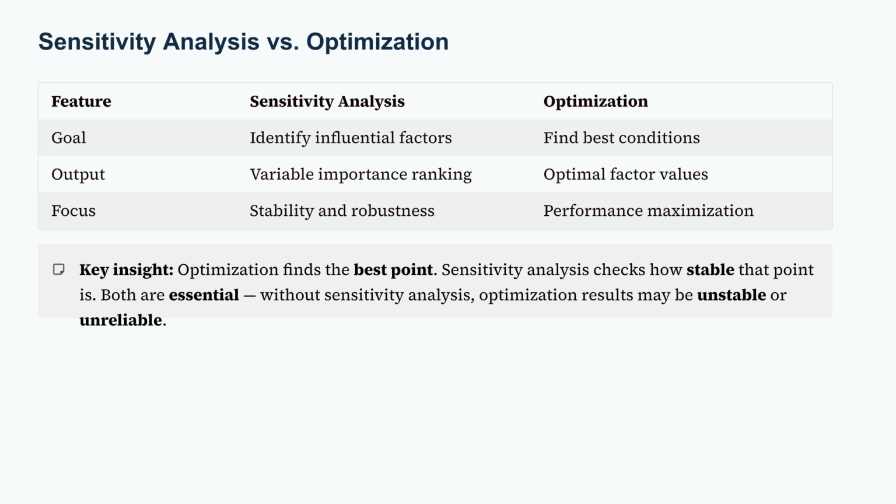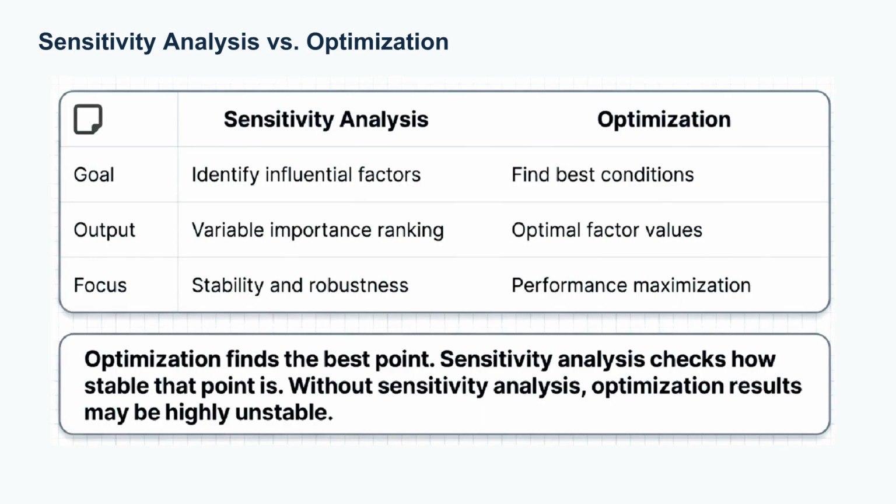Sensitivity analysis and optimization differ in their goals. Optimization finds the best point, whereas sensitivity analysis checks how stable that point is. Both are essential for reliable outcomes. This conceptual plot further illustrates the difference. Optimization finds the maximal point. Sensitivity analysis evaluates the robustness of that optimum, showing that the system is stable near the optimal polymer concentration.